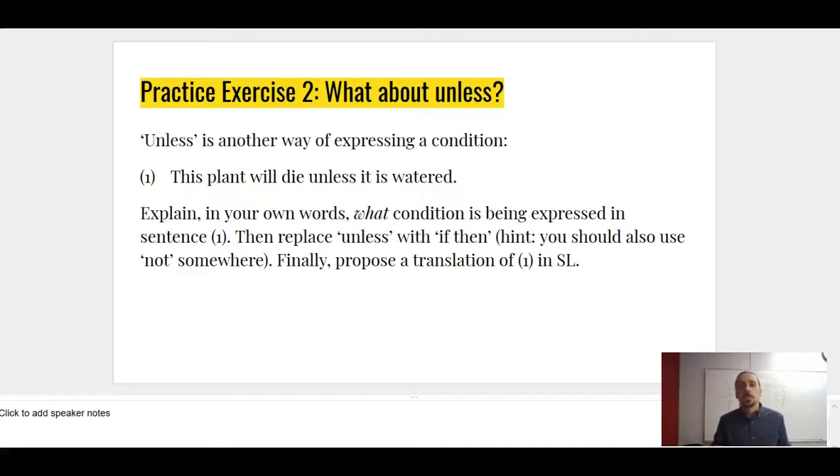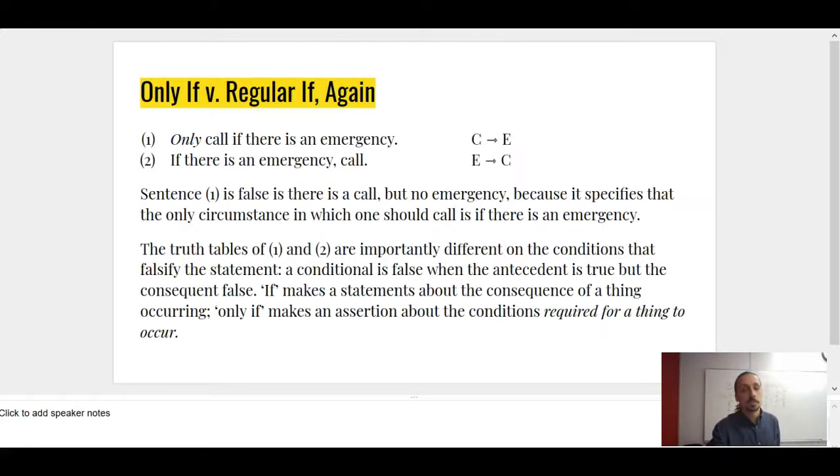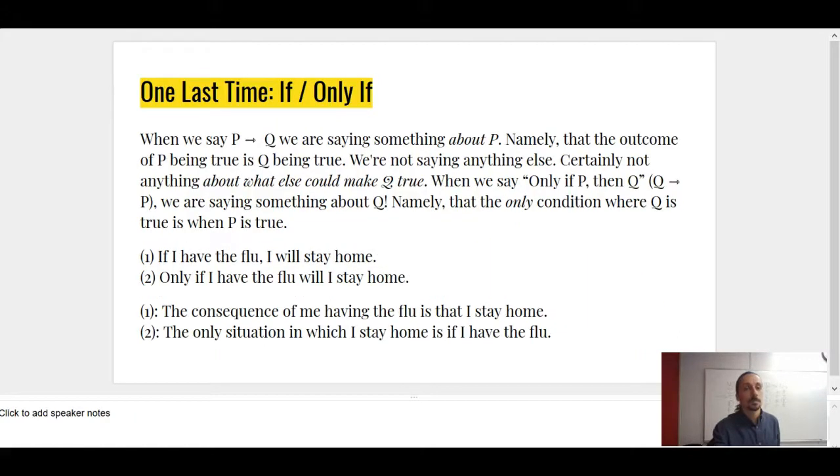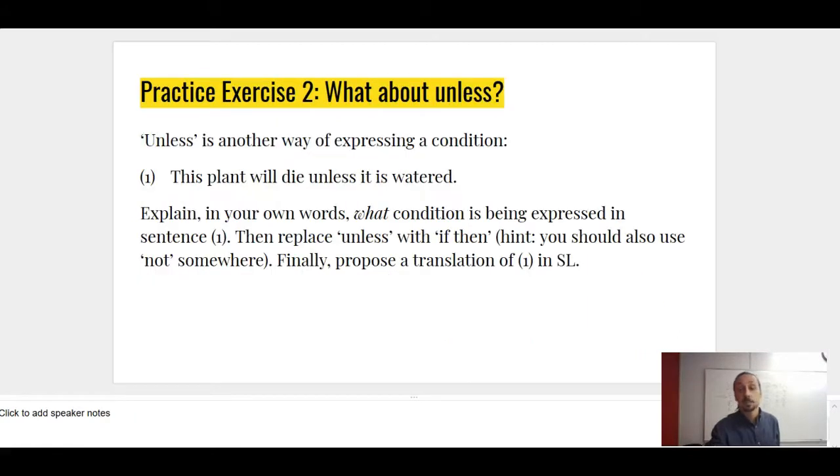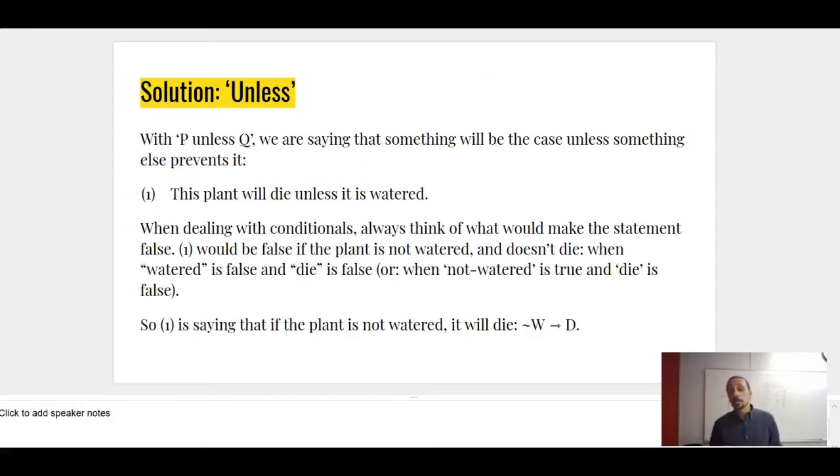All right. So this plant will die unless it is watered. Try that out. Pause the video. This plant will die unless it's watered. Did you pause? All right. Let's talk about the solution a little bit.